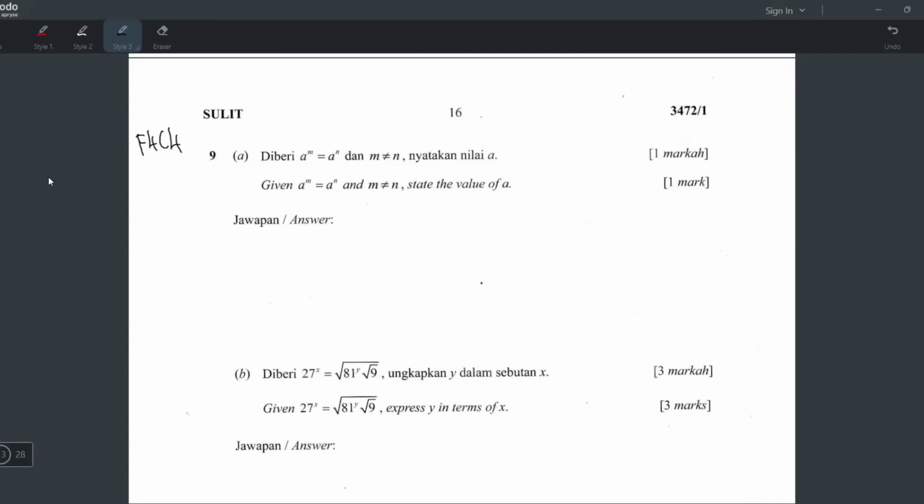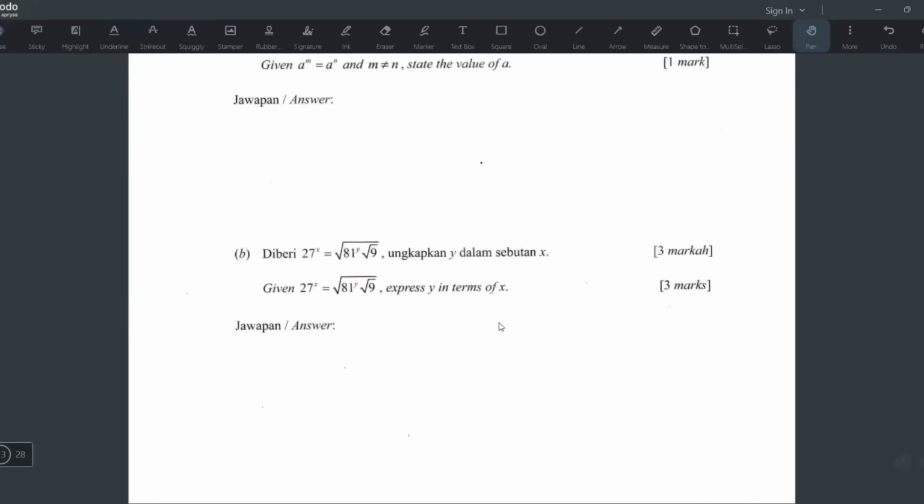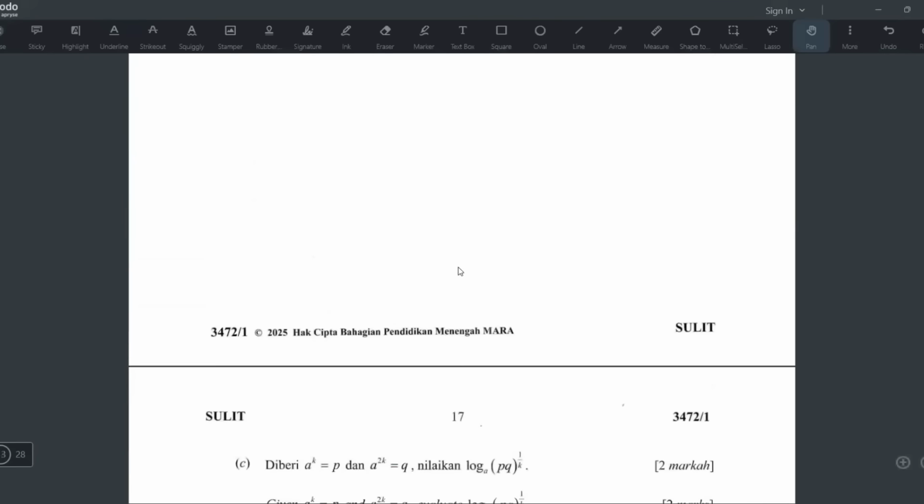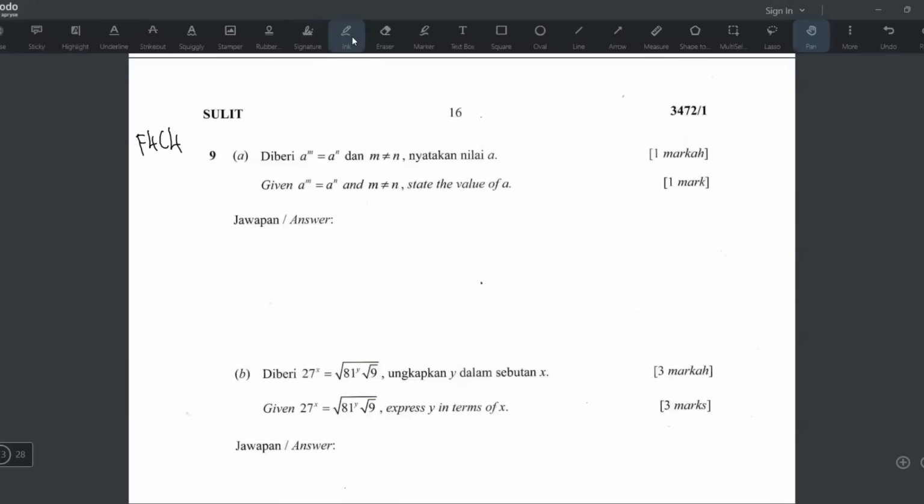B looks like a surd question, and then C is a log question. Okay, alright, let's do the A. It's only worth 1 mark. Given A power M is equals to A power N.